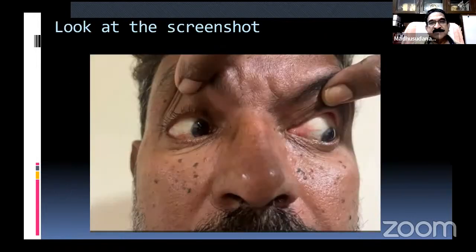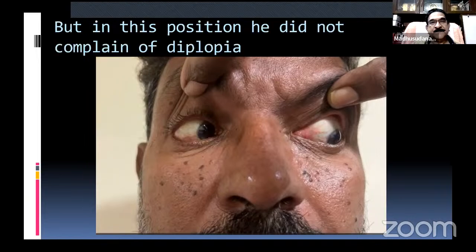Now look at the screenshot, the right eye has gone up compared to the left eye. That again shows the superior oblique is weak. But in this position, he did not complain of diplopia. If he had complained of diplopia in this position, the diagnosis would have been very simple for us, but he did not complain of it. Okay, so any questions in that case?